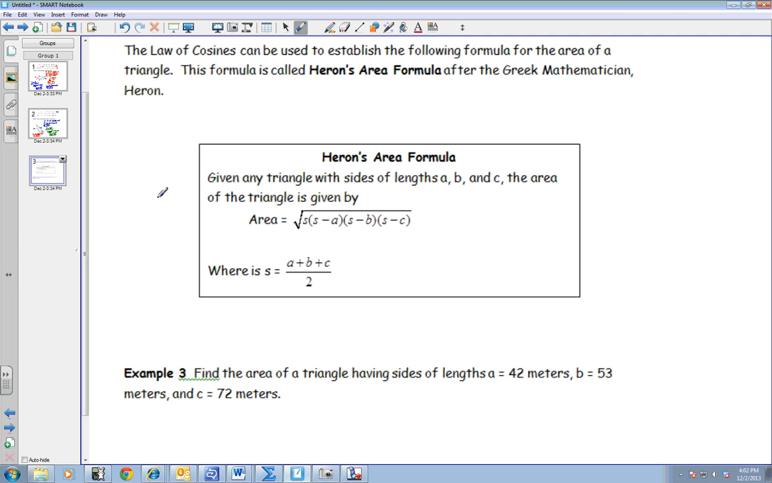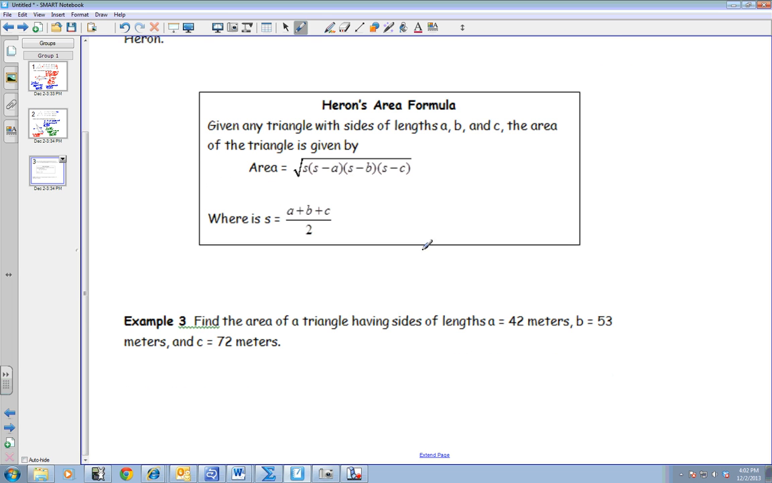So here's what it says. Given any triangle with sides of lengths A, B, and C, the area of the triangle is given by the square root of S times the quantity S minus A times the quantity S minus B times the quantity S minus C. And S is equal to A plus B plus C divided by 2. All right, so it's pretty straightforward. So find the area of a triangle having sides of lengths 42, 53, and 72 meters.